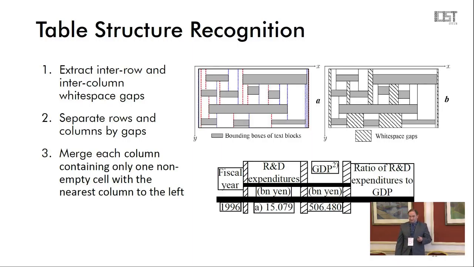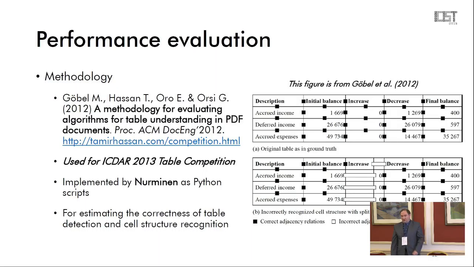And after that, we restore the table structure: we recognize this table, and extract cells by analyzing words at the word level and characters' positions in this table. We merge each column that contains only non-empty cells with the nearest column from right to left.